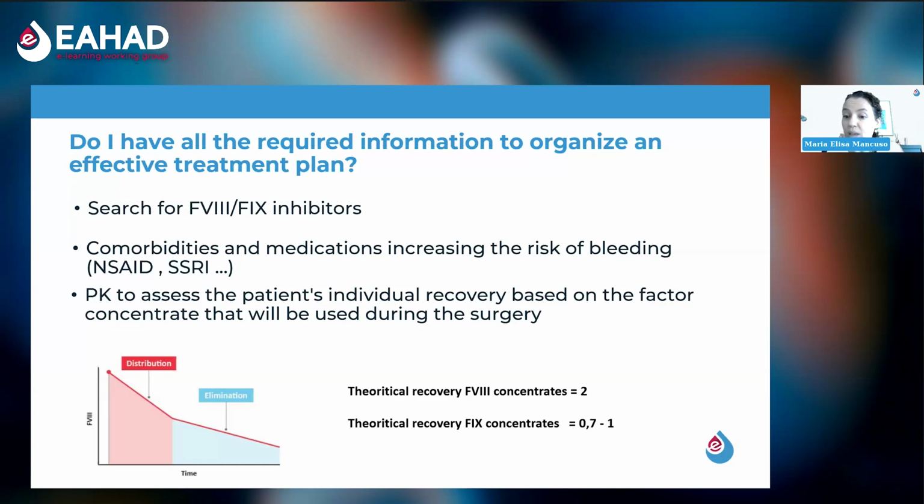But then we have to take into account which kind of drug we are using, because we know that nowadays we can use PK-modified factor 8 and factor 9 molecules. So we have to take into account the characteristics of each molecule, which always have to be combined with the individual response of each patient.